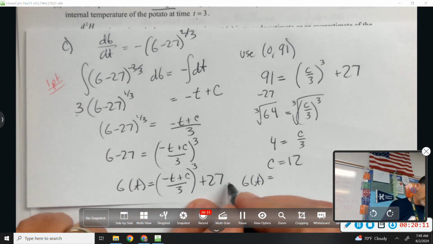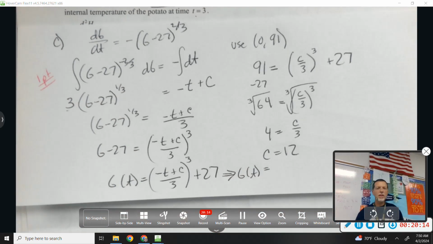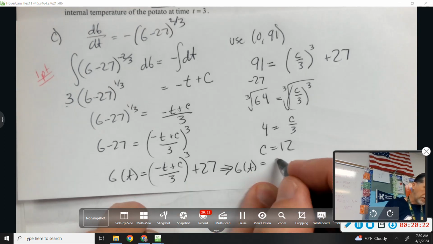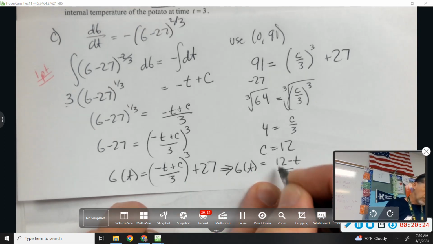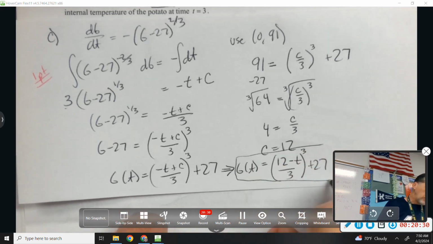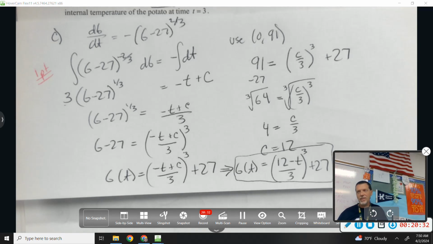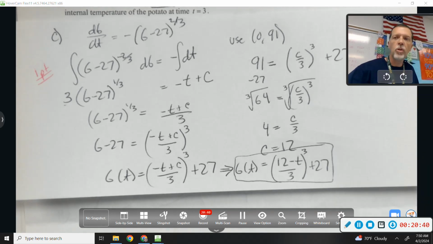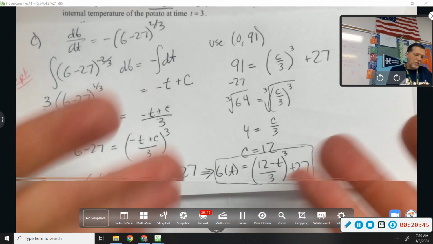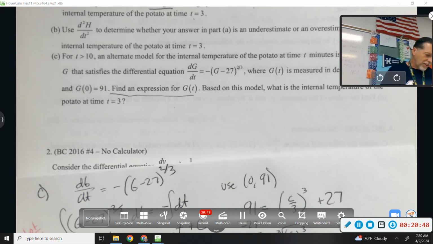So now I'm just going to rewrite g of t, but I know what c is. That worked out well in terms of spacing. I'm going to write it as (12 minus t over 3) cubed plus 27. You don't have to box anything on the AP test. In fact, graders tell you not to box things because it draws their attention to that when they'd rather read the whole answer. I still like boxing things. It feels like it draws my attention there. Like that's my answer.